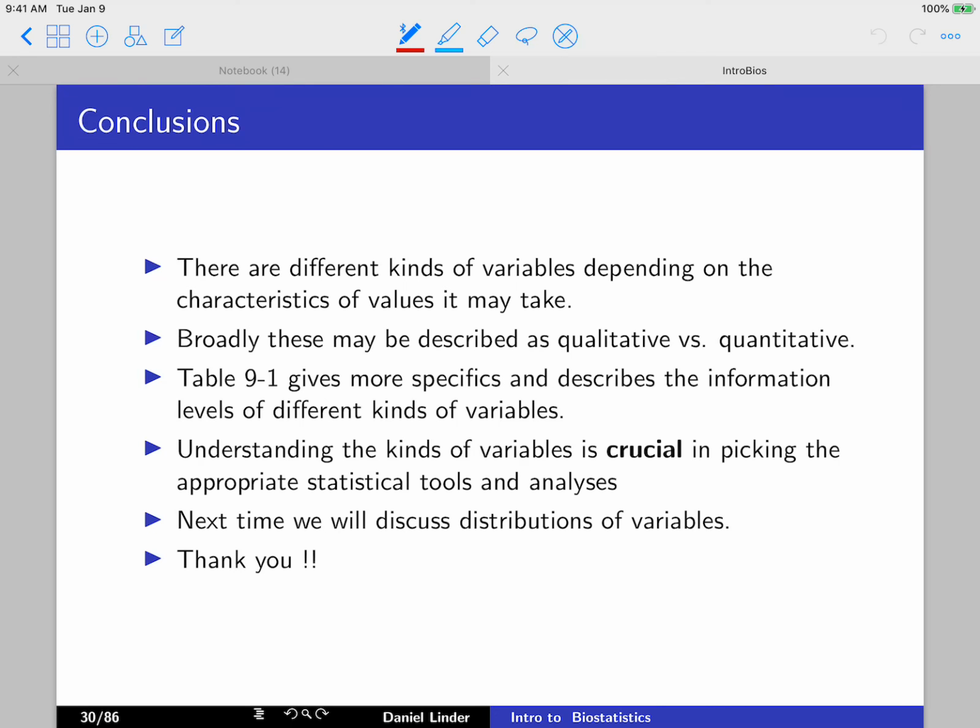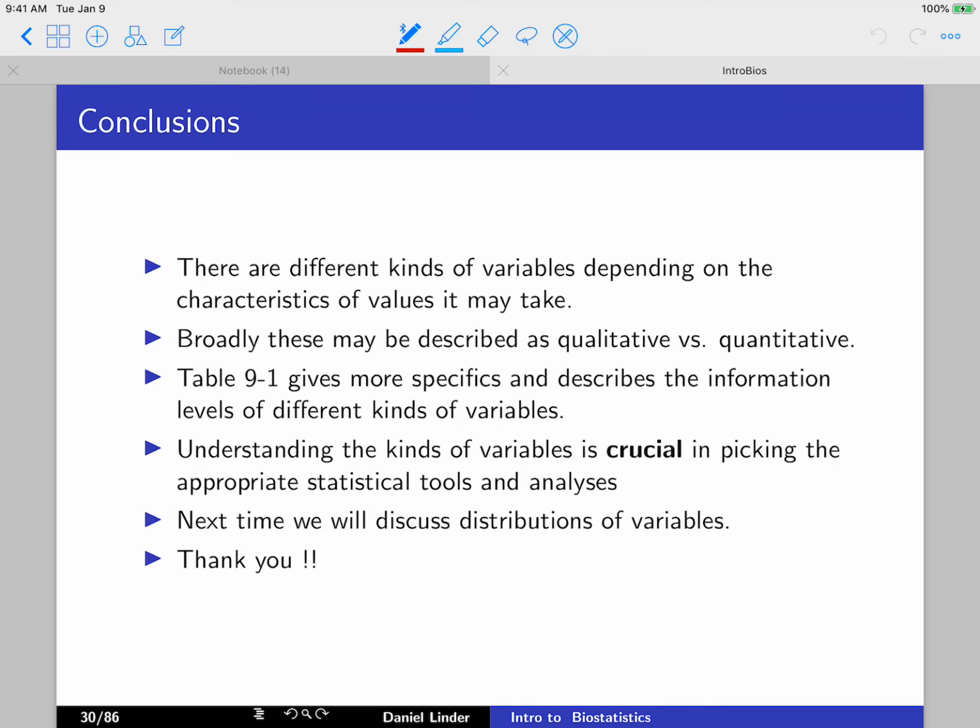So just some conclusions for this lecture. There are different kinds of variables, and the different kinds of variables depend on what characteristics of the values that these variables can take. Broadly, the differences in the variables are either qualitative or quantitative. And Table 9.1 from the book gives more specifics and describes the information levels of the different kinds of variables.